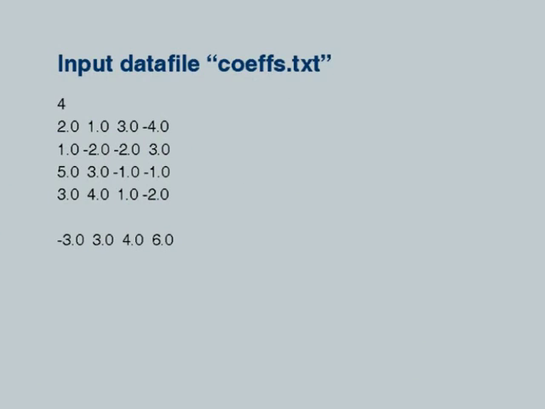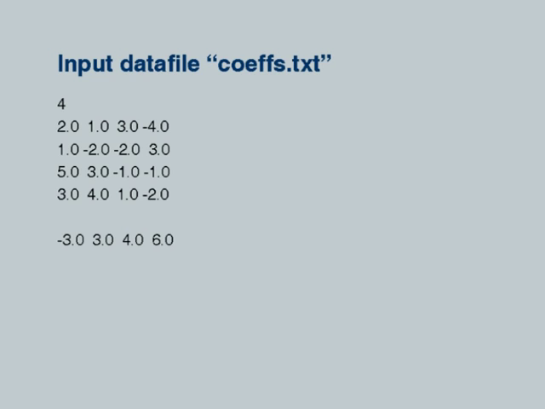This is a sample input data file, coefs.txt. So these are the coefficients 4, 2, 1, 3, minus 4, 1, minus 2, minus 2, 3, 5, 3, minus 1, minus 1, 3, 4, 1, minus 2. There is one more line. I have shown the blank line here.